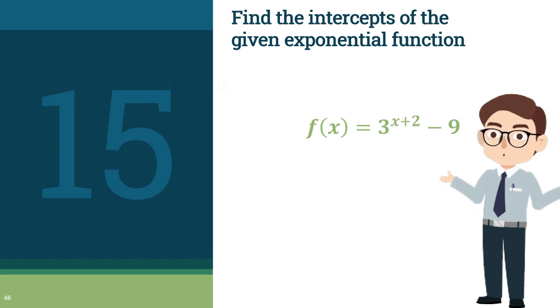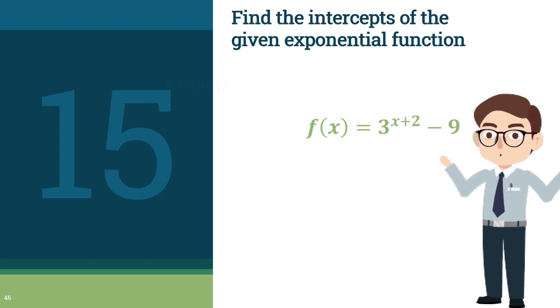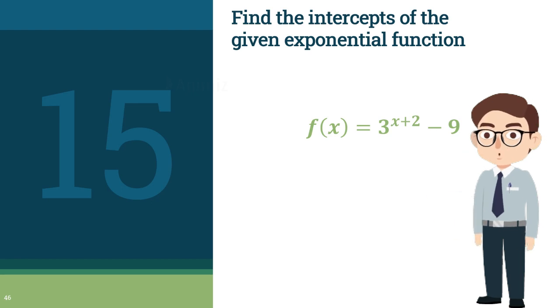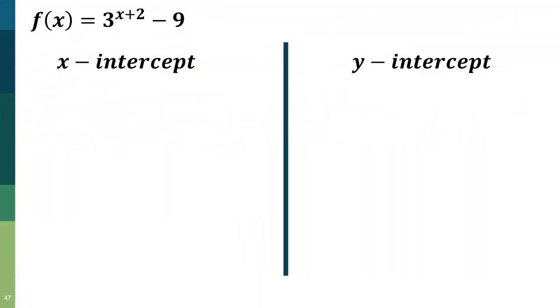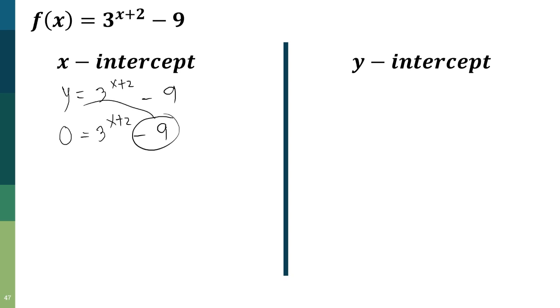Another example, find the intercepts of the given exponential function f of x is equal to 3 raised to x plus 2 minus 9. To solve again the x-intercept, we will rewrite the function to y is equal to 3 raised to x plus 2 minus 9, and set your y equal to 0, so 0 is equal to 3 raised to x plus 2 minus 9. Transfer negative 9 to the other side of the equation. That is positive 9 is equal to 3 raised to x plus 2.